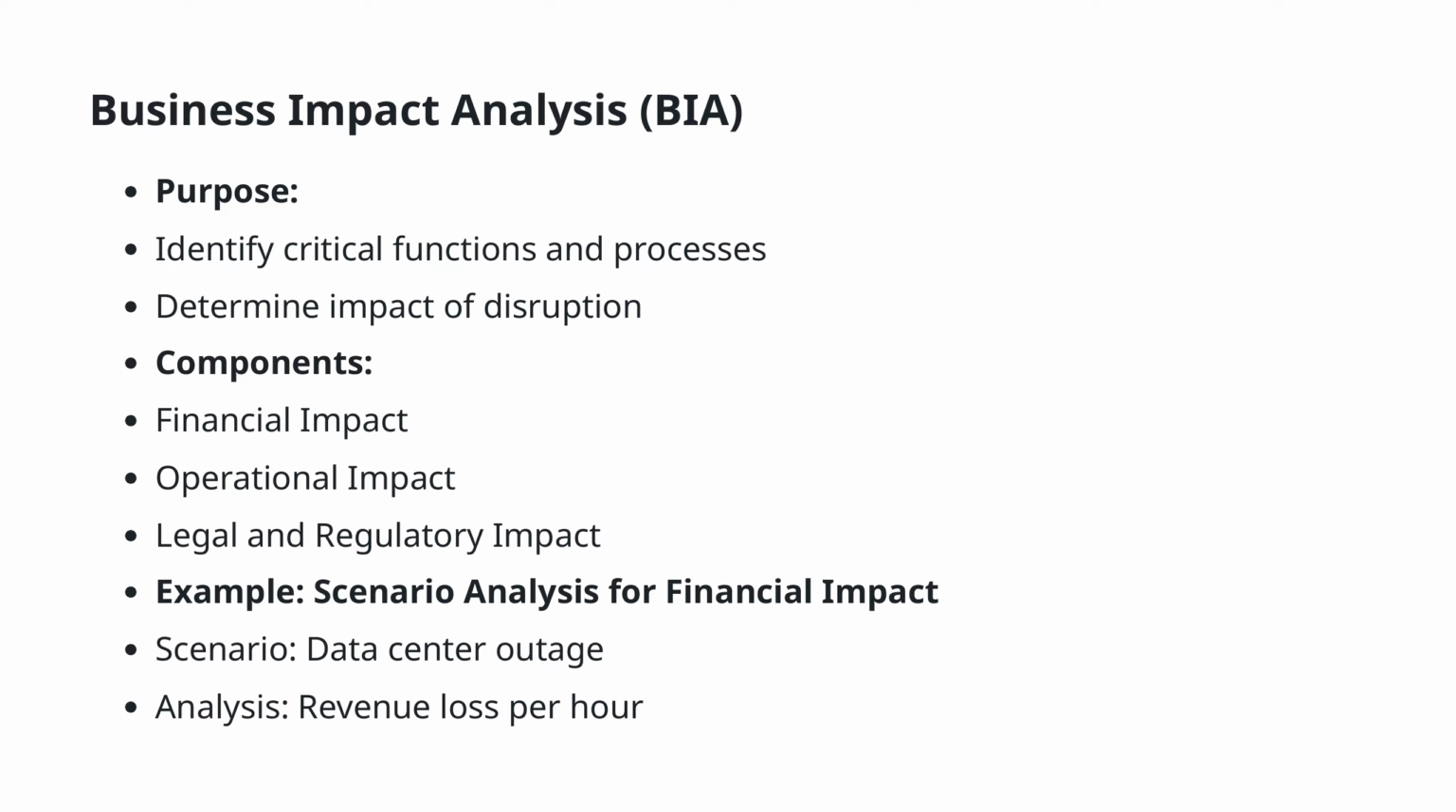In this slide, we delve into business impact analysis, or BIA, a crucial step in disaster recovery planning. The primary purpose of BIA is to identify critical business functions and processes and determine the impact that their disruption would have. There are several key components to consider during a BIA. 1. Financial impact. This involves analyzing potential revenue losses and extra costs that could arise due to a disruption. For example, you could perform a scenario analysis for a data center outage and assess the revenue loss per hour of downtime.